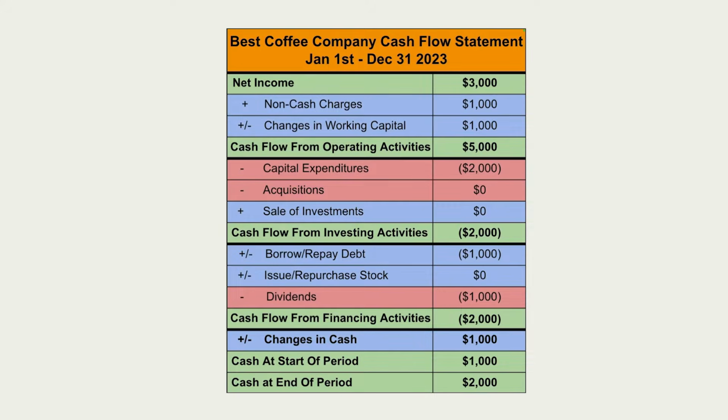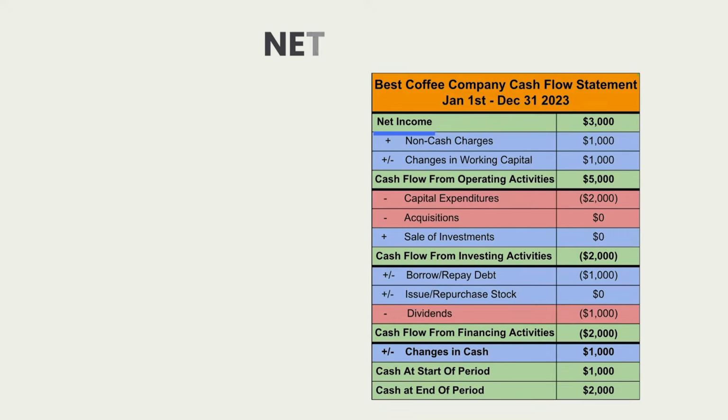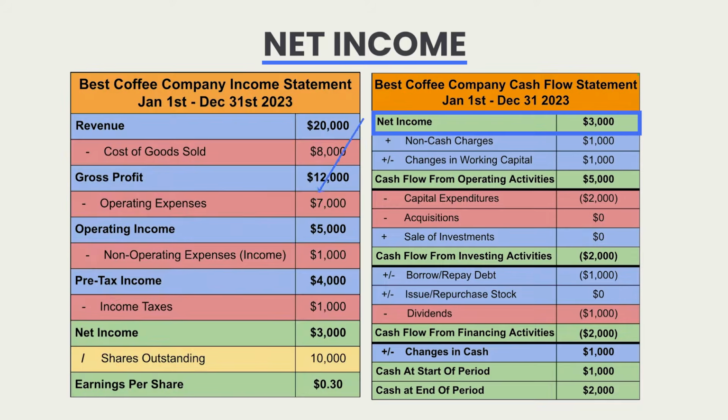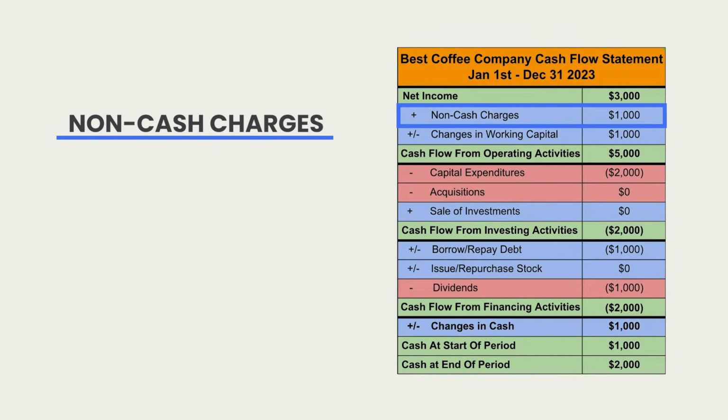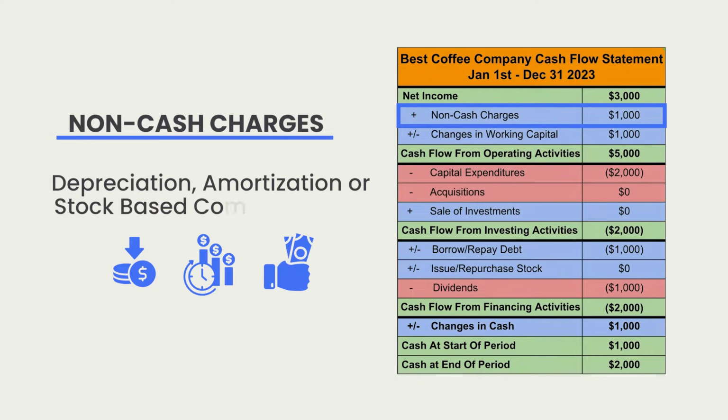Now, at the very top of the cash flow statement is the company's net income. This number is actually borrowed from the bottom of the income statement, which shows just how tightly these two statements are related to each other. Now, once we start with net income, the first thing we have to do is add back any non-cash charges. Non-cash charges could be things like depreciation, amortization, or stock-based compensation.